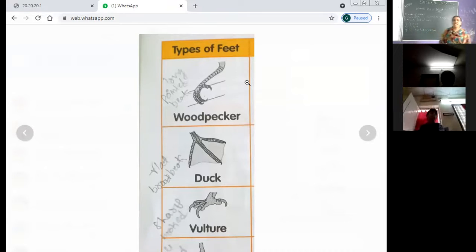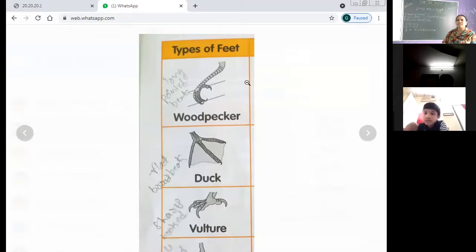To climb and hold the branches. The first picture, what are you observing? What type of claws do they have? Very curved claws, like this. So the woodpeckers, the birds which live on trees, have curved claws, and with those they tightly hold the branches.